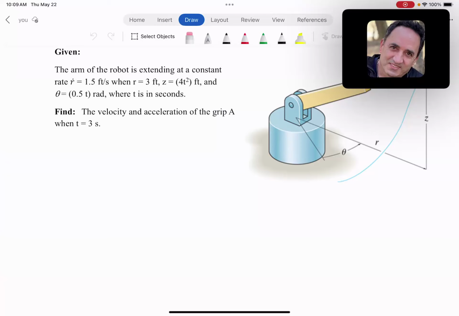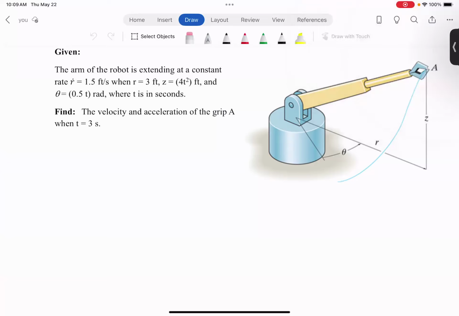And I'm here with a problem, as you can see, related to the topic of kinematics of particles. And here we're using the cylindrical coordinate system to solve this problem. So we have the arm of this robot, as you can see, which is extending. Let's look at the statement of the problem.